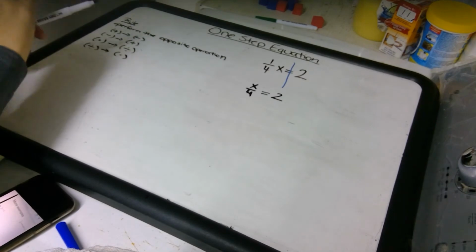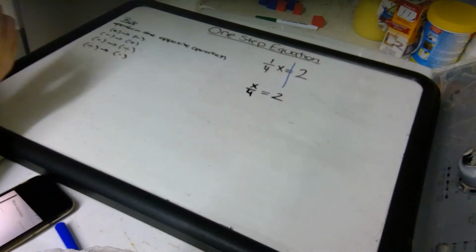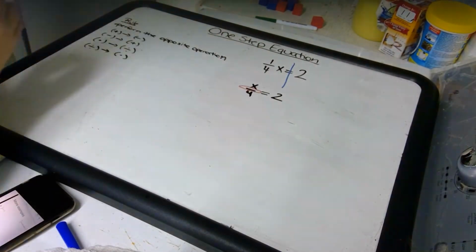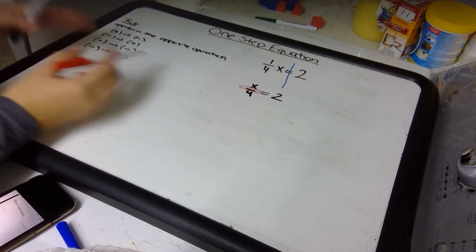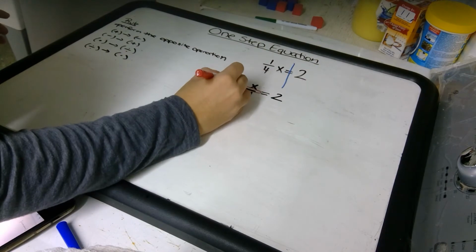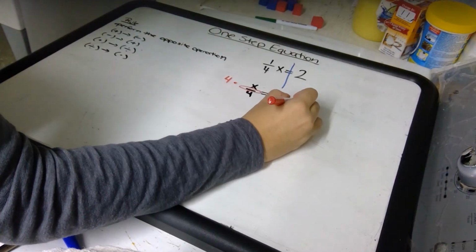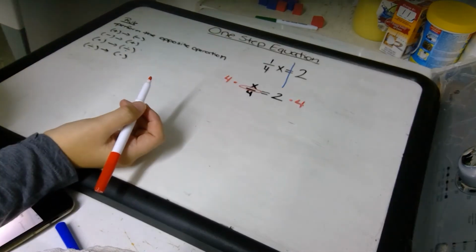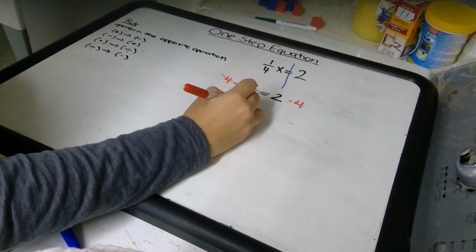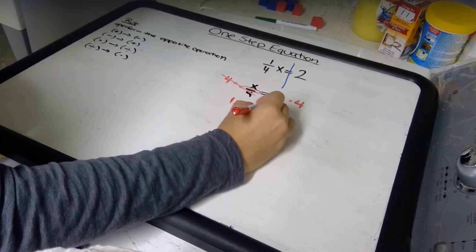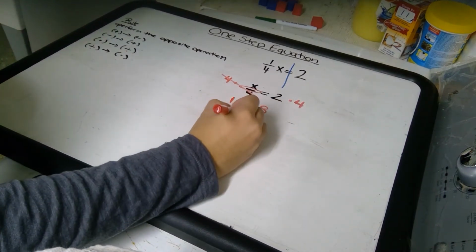So here, what is going on between x and 4? It's division, right? And the rule says that when we have division, we have to multiply. So we're going to multiply this whole thing by 4. We have to do what we do to one side, we have to do to the other side. So we know that this becomes 1x, which equals 8. Because we write this as x equals 8.